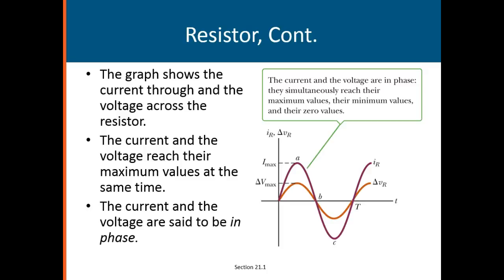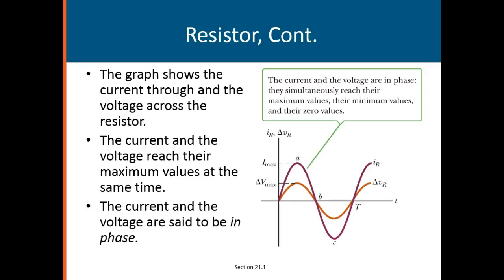The current and the voltage are said to be in phase with each other because they have their maxes at the same time, their zeros at the same time, mins at the same time. They go through very similar patterns. The current and voltage are in phase. They simultaneously hit their maximum values, minimum values, and zero values at the same time.